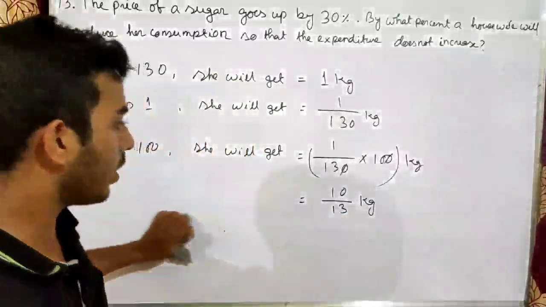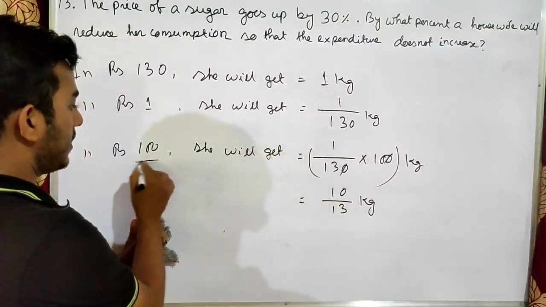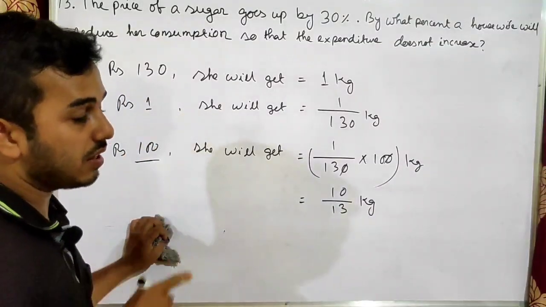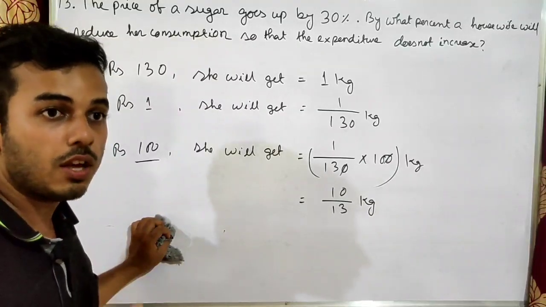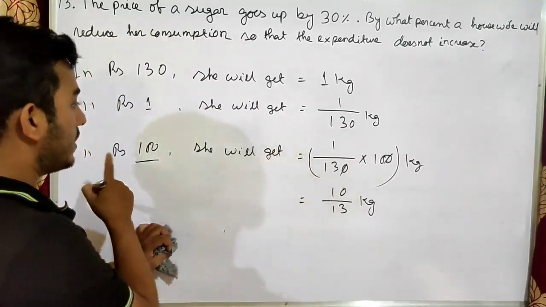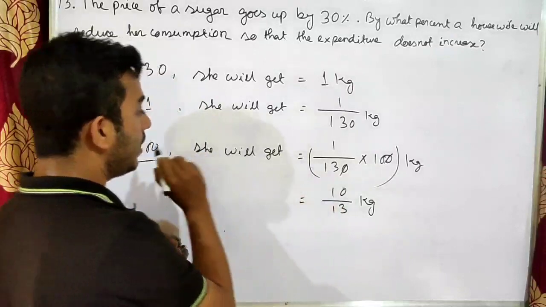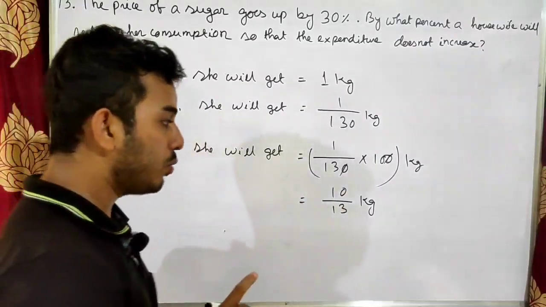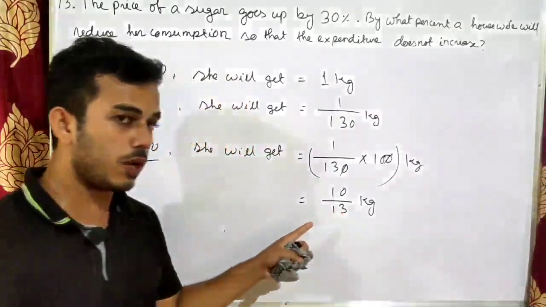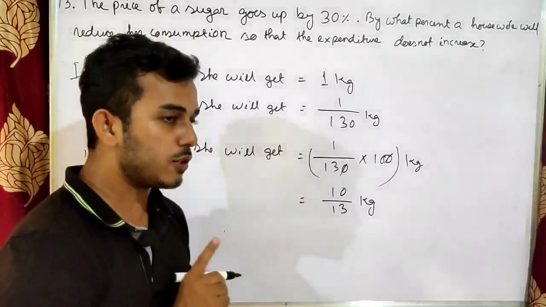Earlier they used to take what? 1 kg for rupees 100, isn't it? Earlier this housewife used to take 1 kg for rupees 100. Now she is getting 10 by 13 kg for rupees 100. So can you say this is greater or smaller than 1? It is definitely smaller than 1.